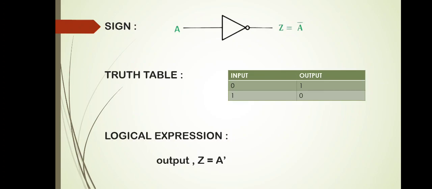Here is the diagram of the NOT gate, and the truth table explains that whenever you give an input, the output is just the complement of the input. For example, if you give 0, the output will be 1. If you give 1 as input, the output is 0. The logical expression is defined as z equals a complement, where z is the output.